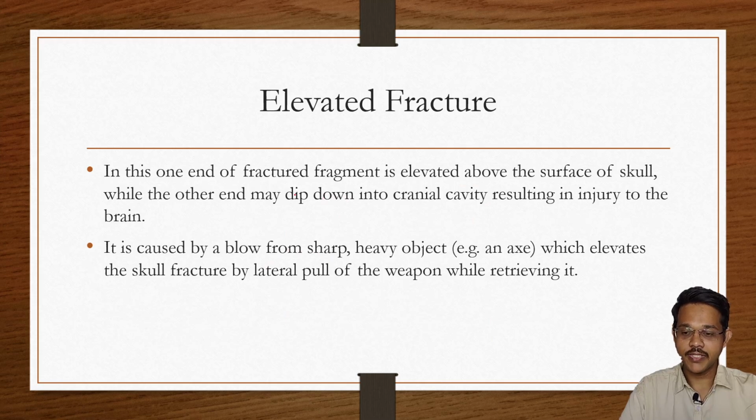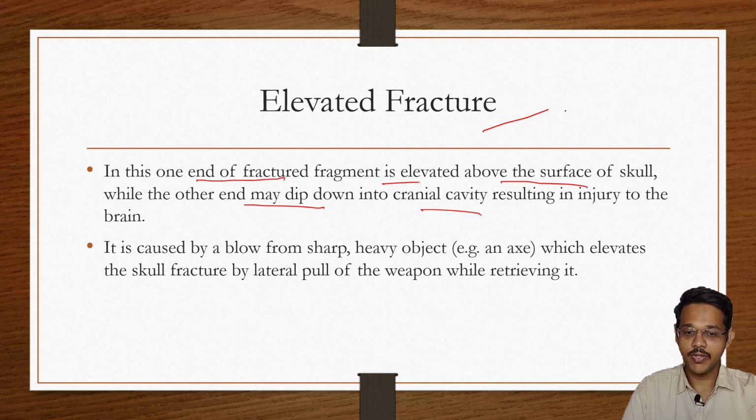Now coming to elevated fracture. In this, one end of the fracture fragment is elevated. So one end of the fracture is elevated above the surface of the skull, while the other end is dipped down into the cranial cavity, resulting in brain damage. So this is a fracture where one end is elevated and the other end is driven back, and this driven-inside part will damage the brain.